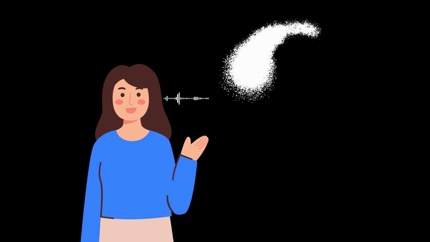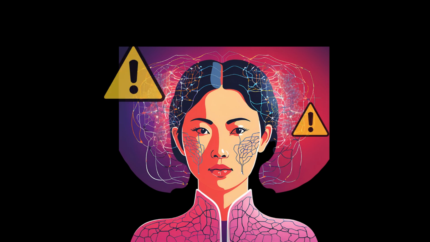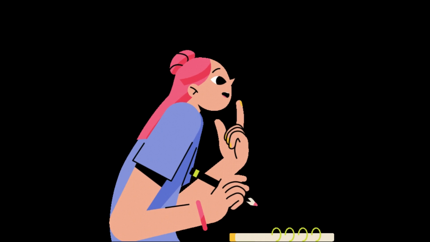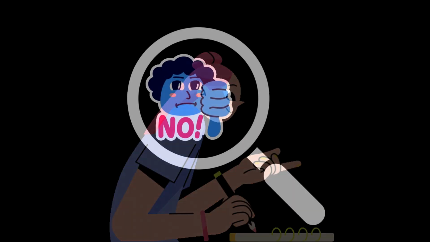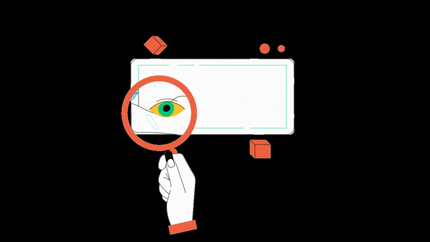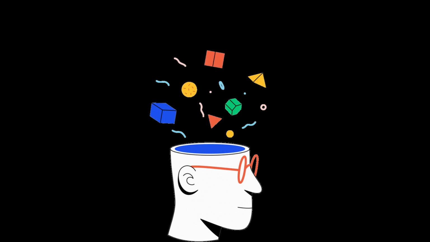First, what exactly are logical fallacies? Simply put, logical fallacies are errors in reasoning. They might seem convincing at first glance, but they fail to hold up under scrutiny. There are many types of logical fallacies, but today, we'll focus on some of the most common ones.